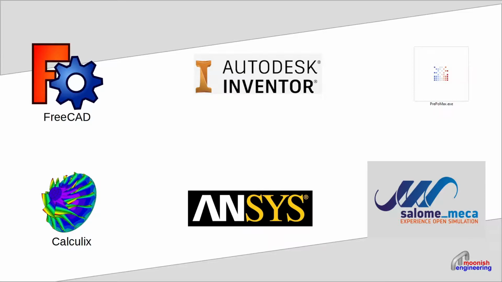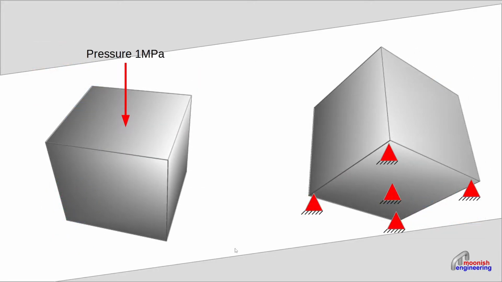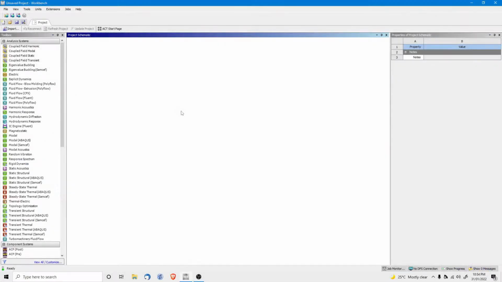All of these softwares will be used to conduct a finite element analysis of a cube. The length of the cube is 1 meter, width of the cube is 1 meter, and the height of the cube is 1 meter. So it's a 1 cubic meter cube. The pressure to be applied on the top face is 1 megapascal, and the bottom face will be constrained. There are a few different constraints that we'll be trying out in this software, so stay tuned.